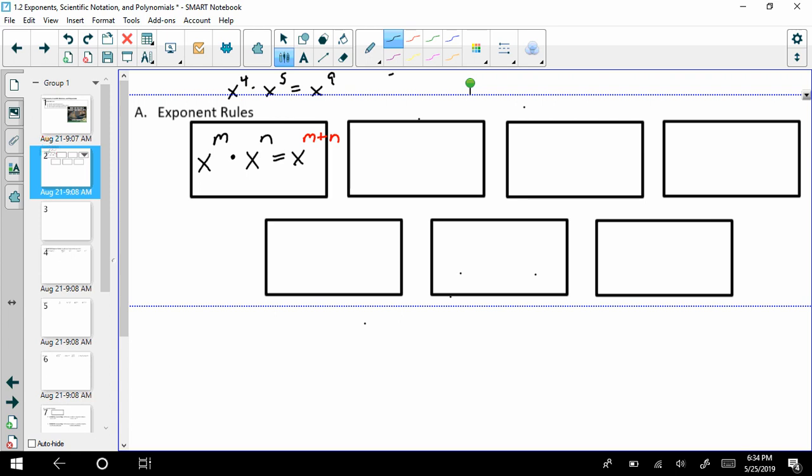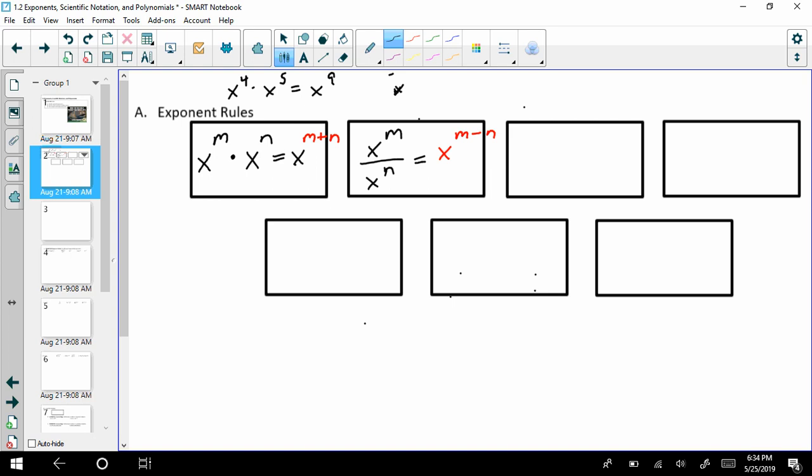There's another property that says if I have x to the m divided by x to the n, this is going to be the exact opposite of the rule we just did. So x, and we would subtract the exponents. For example, if I had x to the seventh over x to the fourth, according to this property, I would now have x cubed.